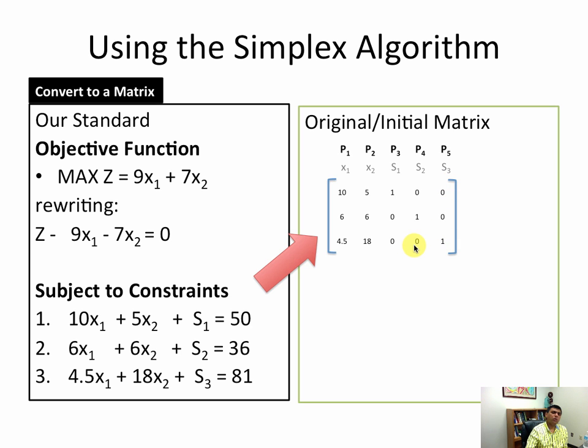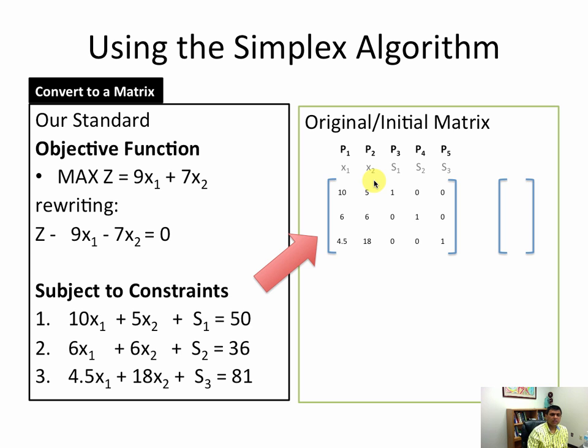Next, we define a naming convention: our first column, which in this case represents the variable x1, is called P1. The second column is P2. The third column is P3. The fourth column is P4. The fifth column is P5. And if we had more, it would go on.